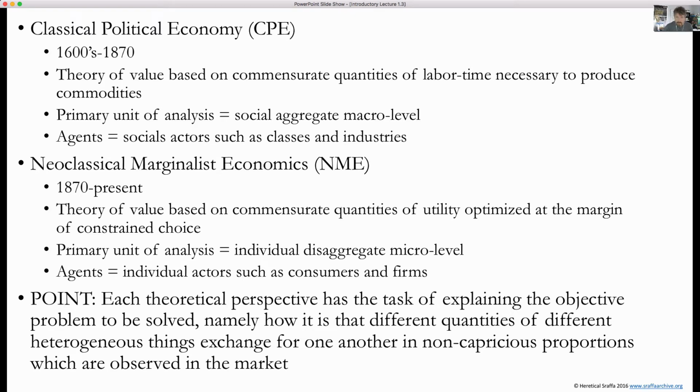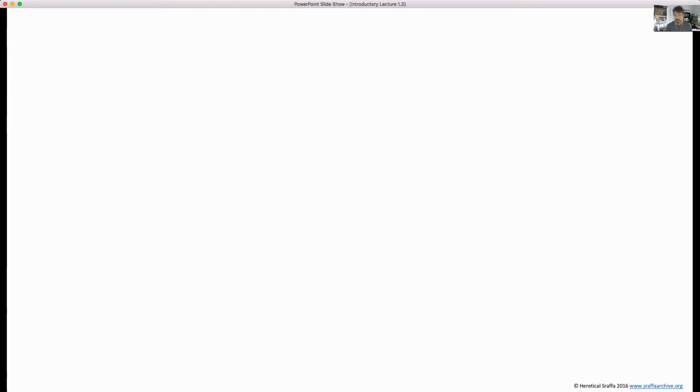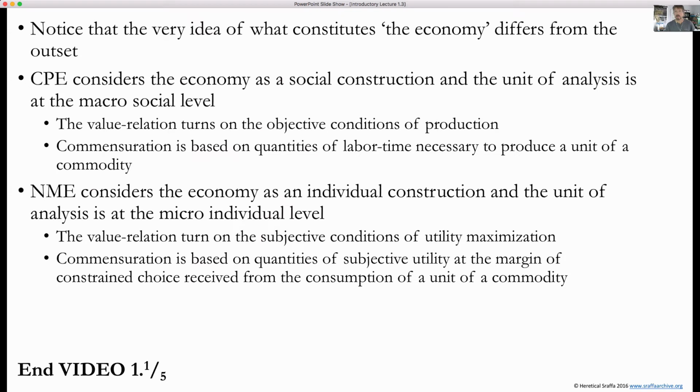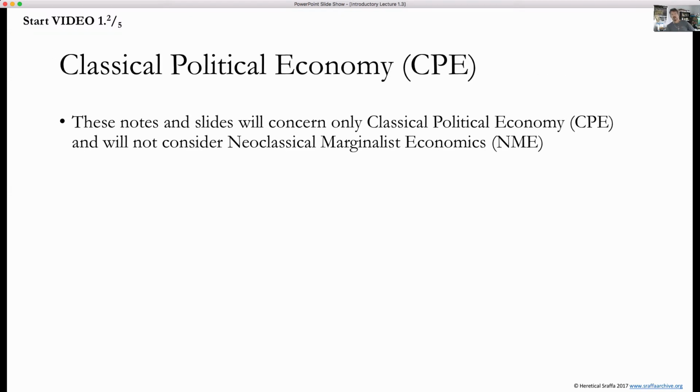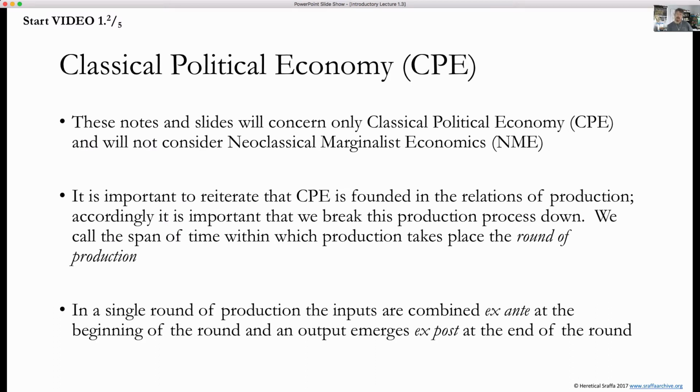We're not going to worry about the neoclassical economics problem from now on in this lesson. I'll put some other slides up that go there. Here we're going to focus the question on the classical political economy. Okay, so classical political economy is going to be the focus of this slide.